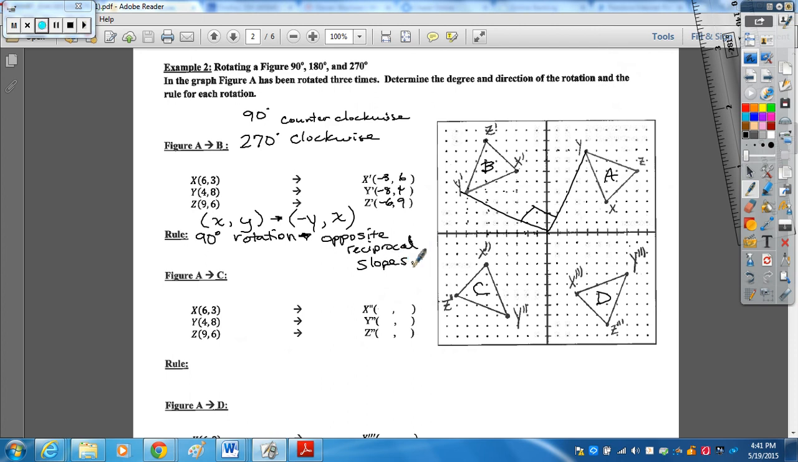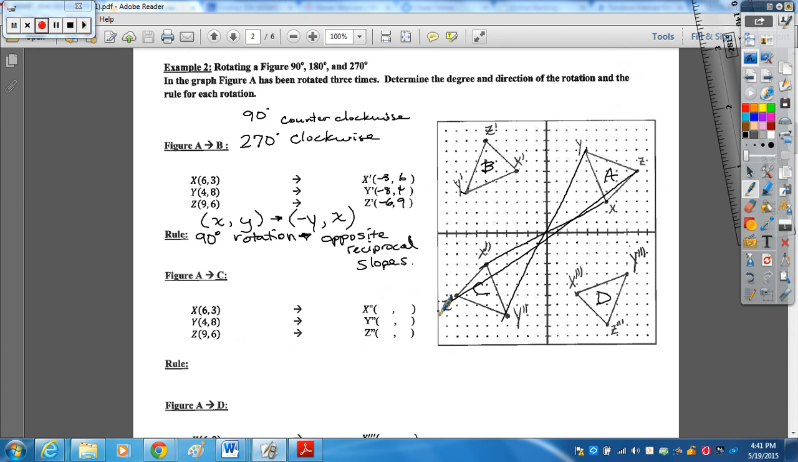Okay, and if you can remember that, it makes it really simple, because later on I'm going to have you graph figures on a certain point of rotation. So if we take a look at the next one, we have figure A to figure C. Now, if you notice, if I were to draw a line from x to x double prime, it goes right through the origin there. Y to y double prime, z to z double prime.